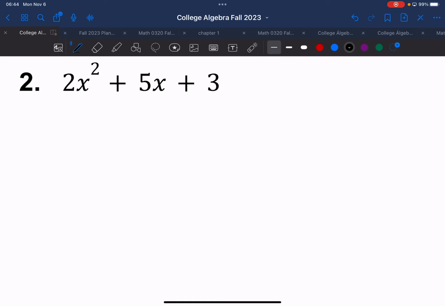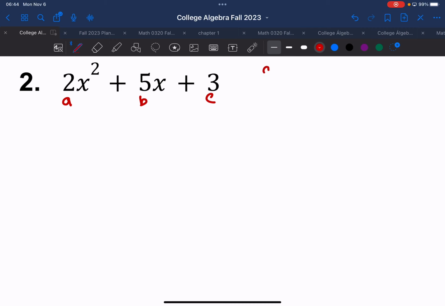Number 2, remember our first step is to see if we can take out a GCF. Does this one have a GCF we can take out? No, so we continue to the next step. I'm going to label everything. So this is A, B, and C.